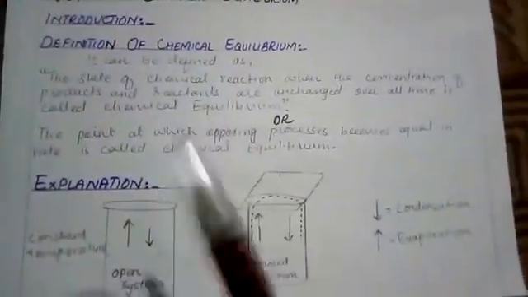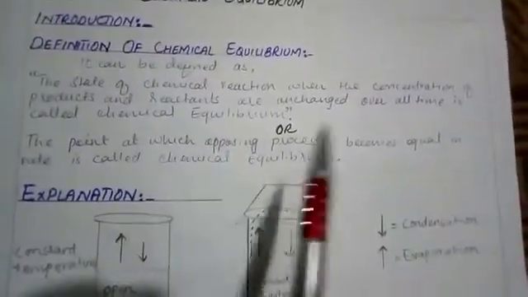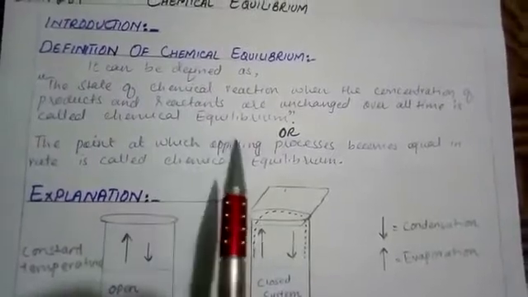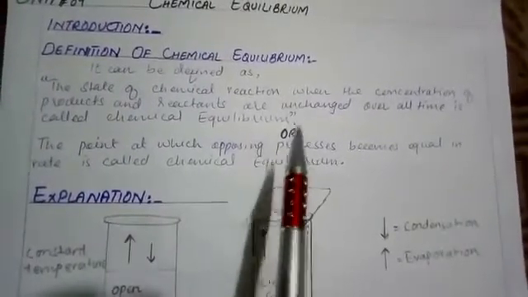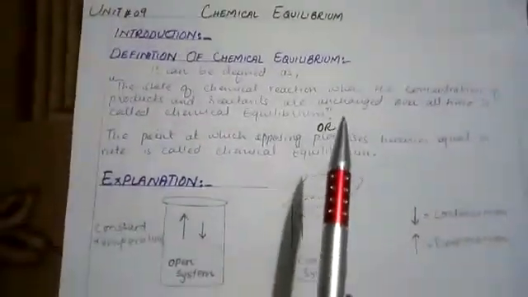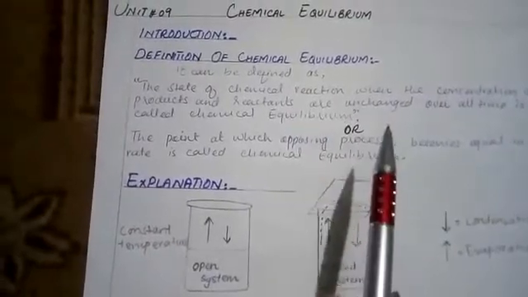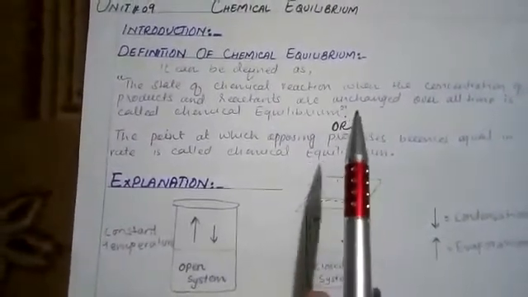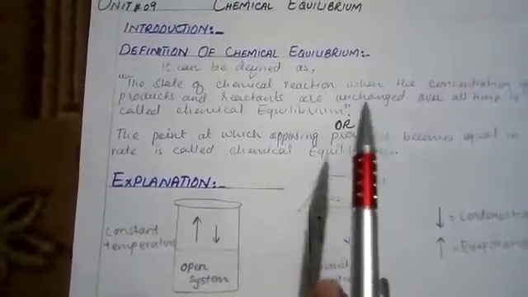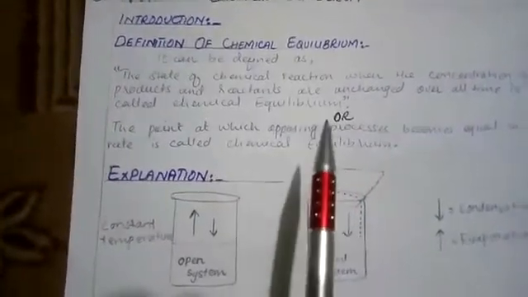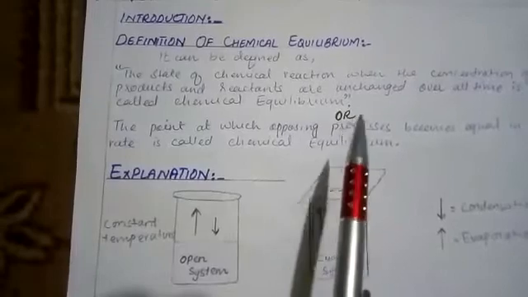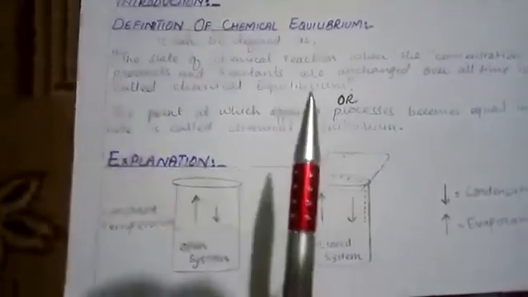Okay, the state of a chemical reaction when the concentrations of products and reactants are unchanged over all time is called chemical equilibrium. Unchanged over all time means that in a chemical equilibrium reaction, there must be a stage when the concentrations of reactants and products are constant, or we can say the forward and backward reactions are equal to one another.